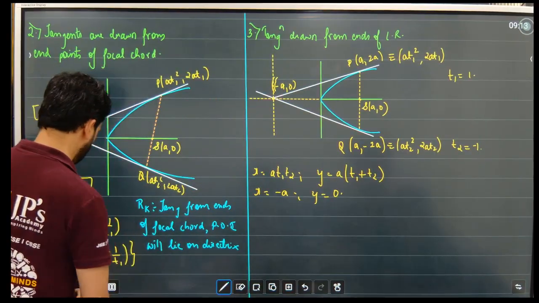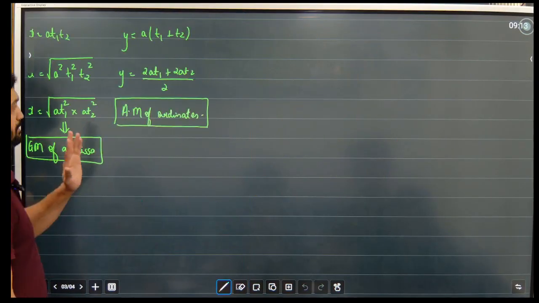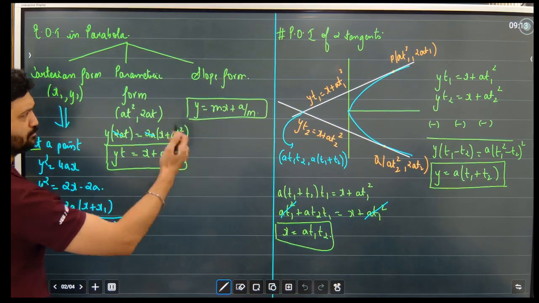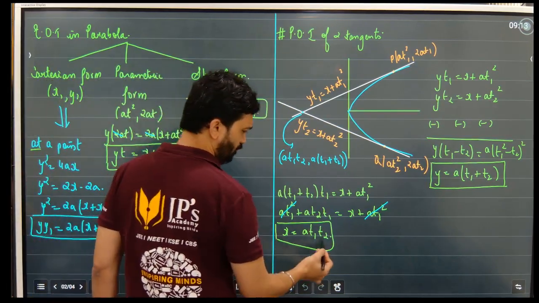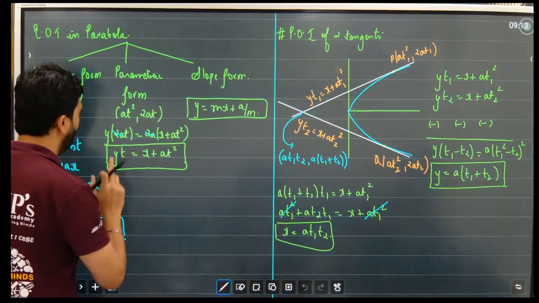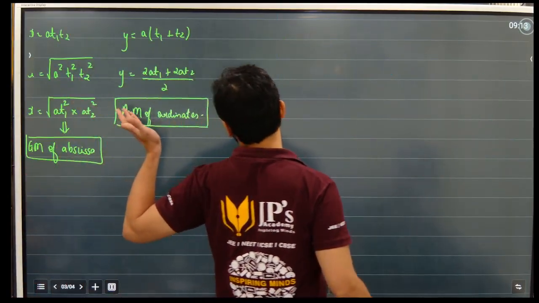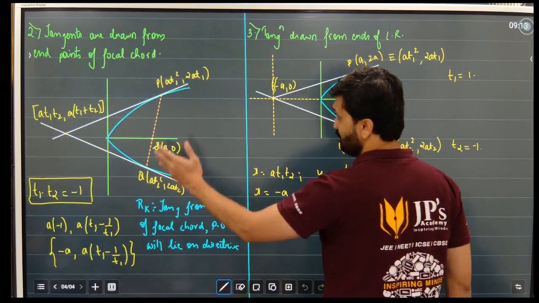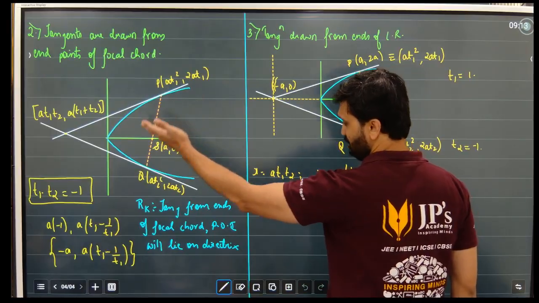Now we have got the conditions. Condition number 1, normal intersection, no condition. Point of intersection of two tangents, I got the value of x and the value of y. X is nothing but the geometric mean, y is nothing but the arithmetic mean. Condition number 3, end points of the focal chord. This is the condition that I got.